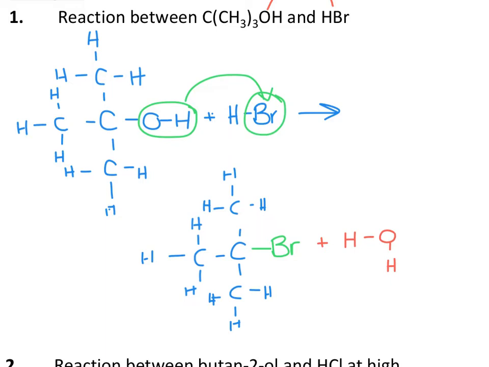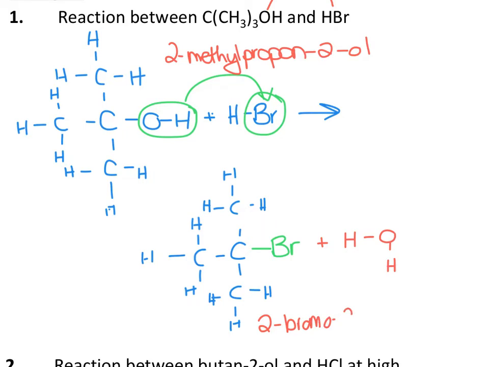So if we go and name this, the first one here, we would have had, this is 2-methylpropan-2-ol. All right, we now have 2-bromo-2-methylpropane.